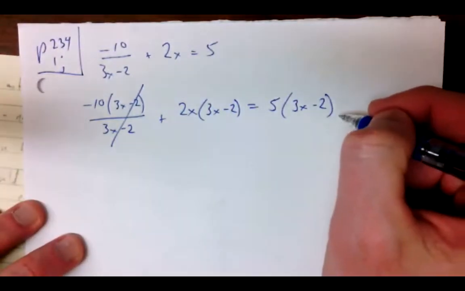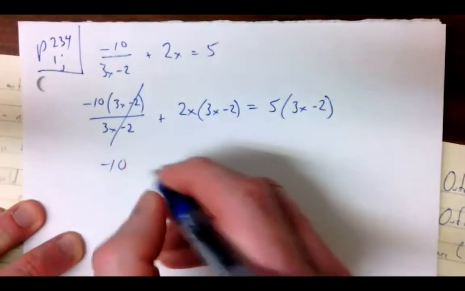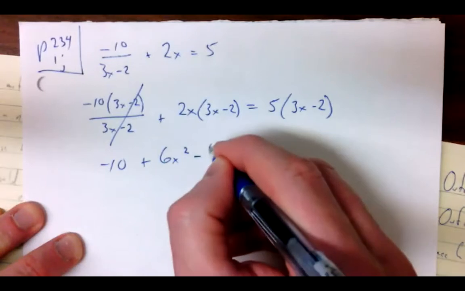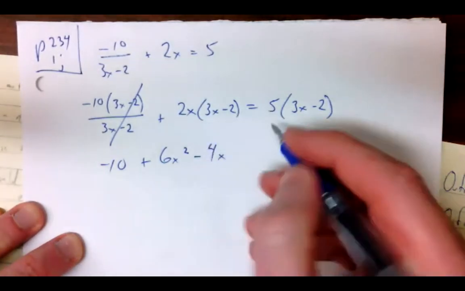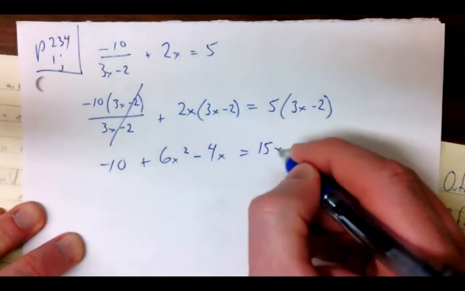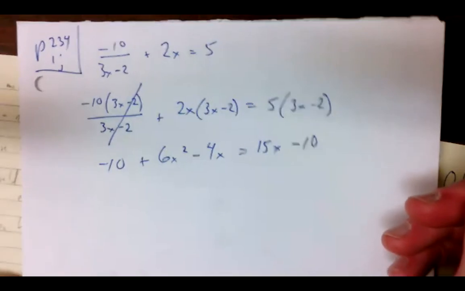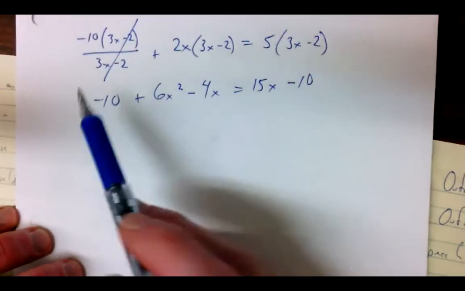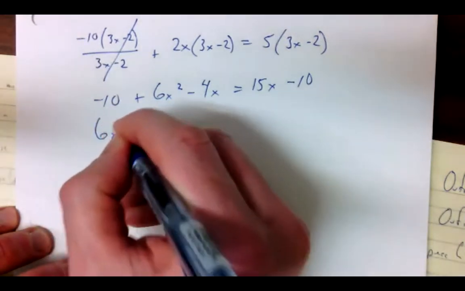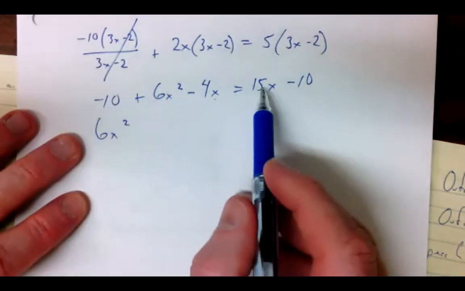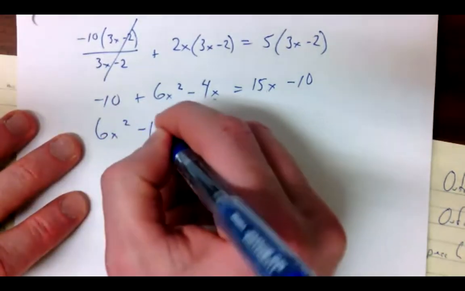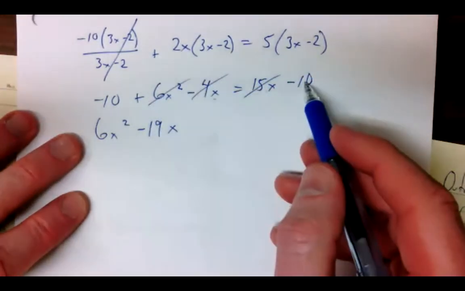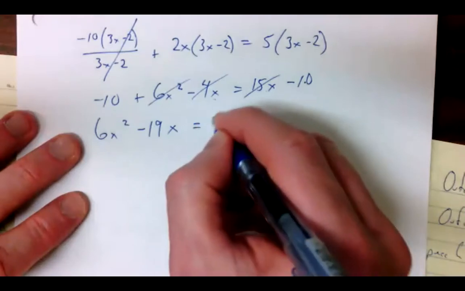Now I just have to simplify. So it's -10 plus 6x squared minus 4x. 2x minus 2 is 4x. 5 times 3x is 15x minus 10. And then we just simplify. My leading coefficient is positive and it's on the left, so I'm going to leave it over here. 6x squared, so minus 4x and minus 15x will be minus 19x. -10, those guys are going to cancel.